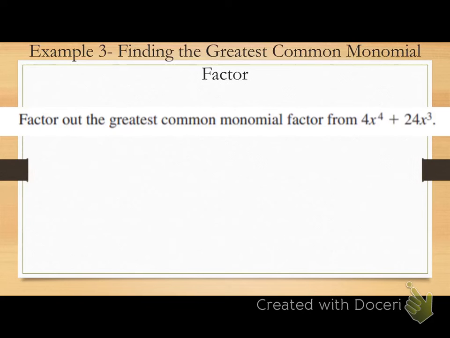Factor out the greatest common monomial factor from 4x to the fourth plus 24x cubed. 4x to the fourth plus 24x cubed. It wants me to factor out the greatest common monomial factor.